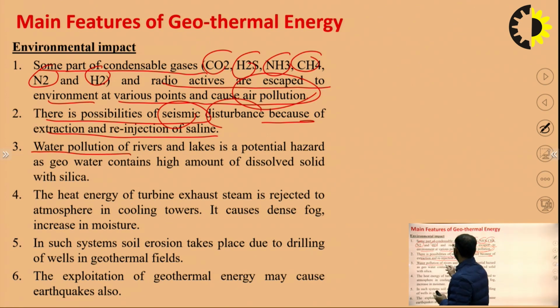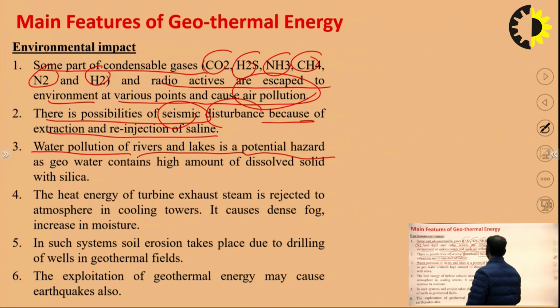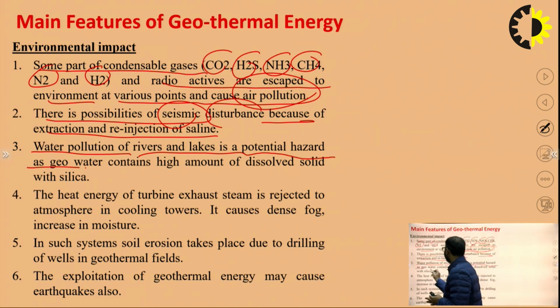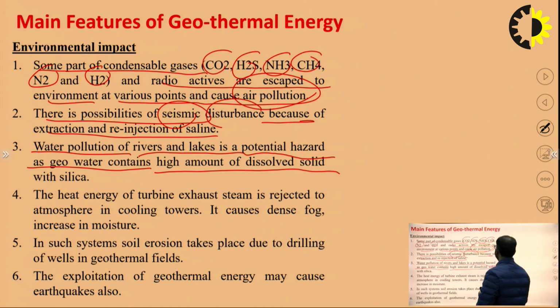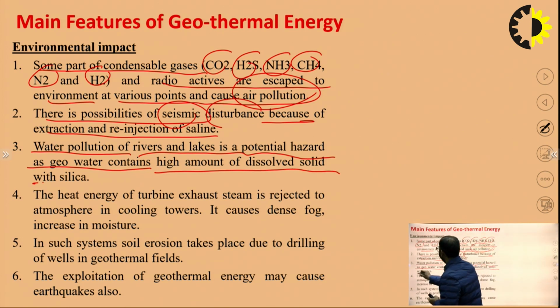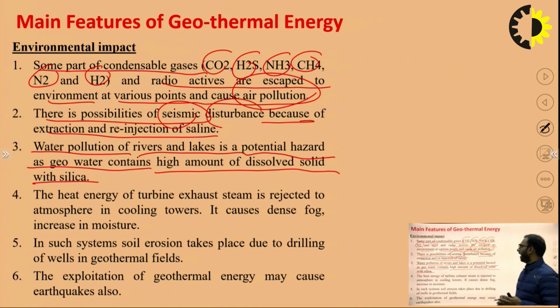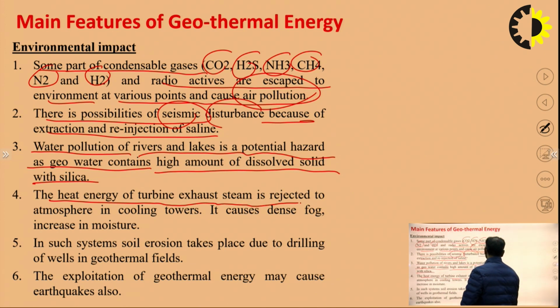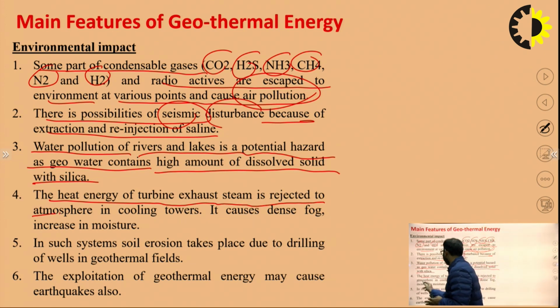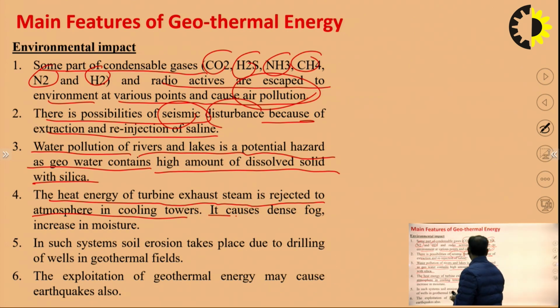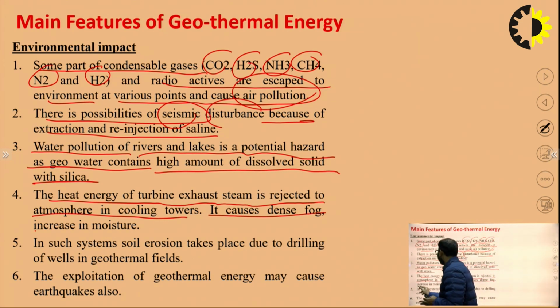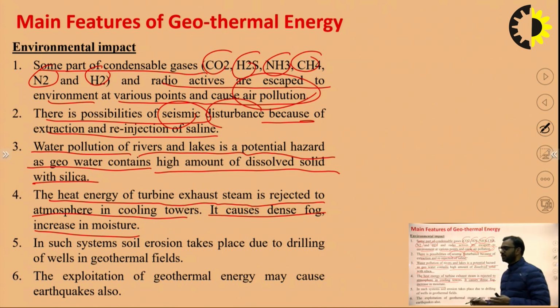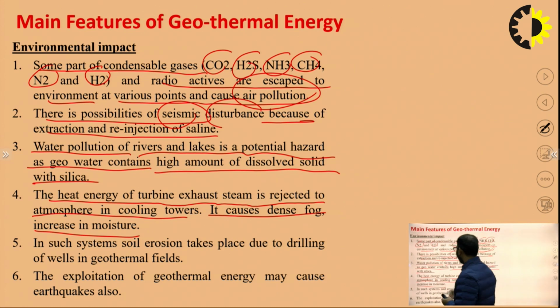Then water pollution of rivers and lakes is a potential hazard as geowater contains a high amount of dissolved solids with silica. Then another environmental impact is that the heat energy of turbine exhaust steam is rejected to the atmosphere in cooling towers and it causes dense fog and an increase in moisture. So this is another impact on the environment.